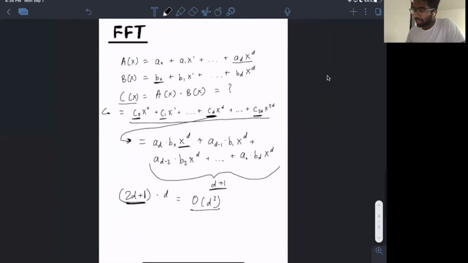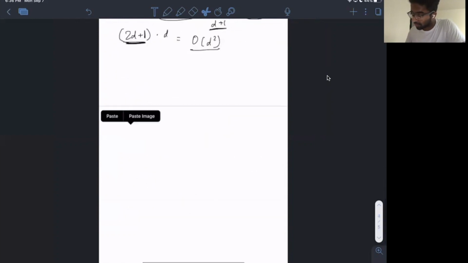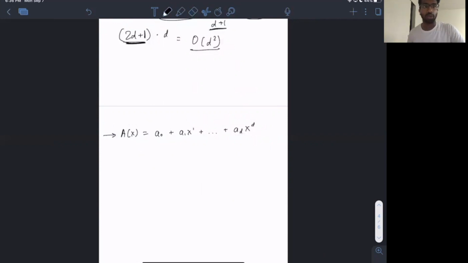So one way is in this way, which is called the coefficient view. If I just copy this over real quick. So this is what we call the coefficient view of things. There's also another way we can express polynomials, and it's in the values.